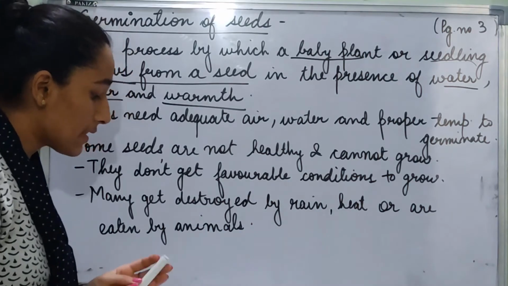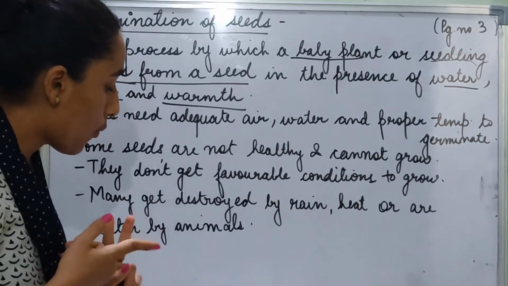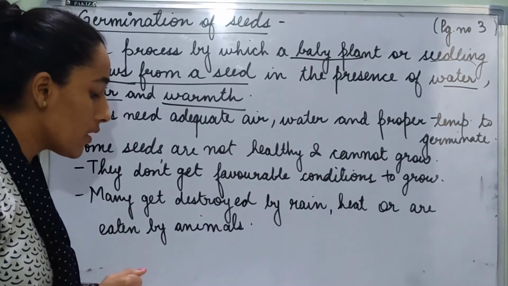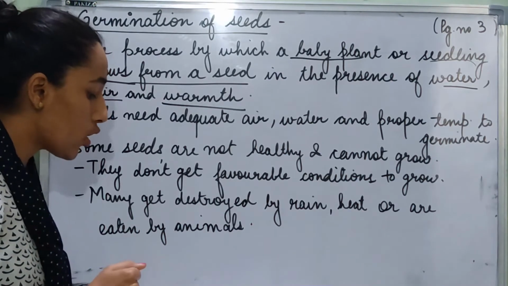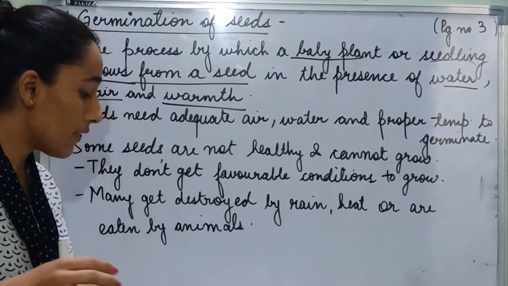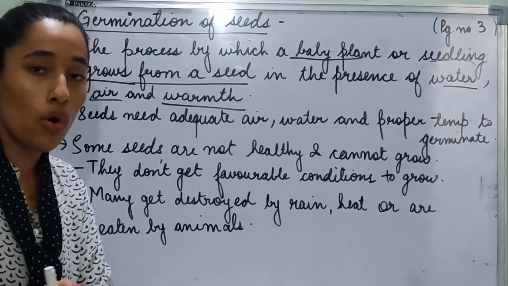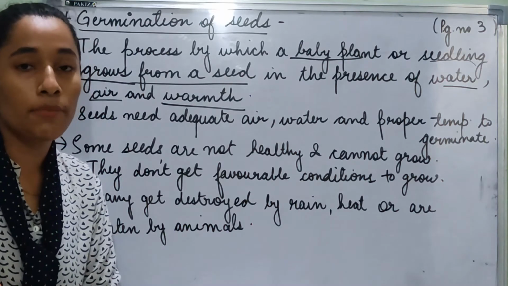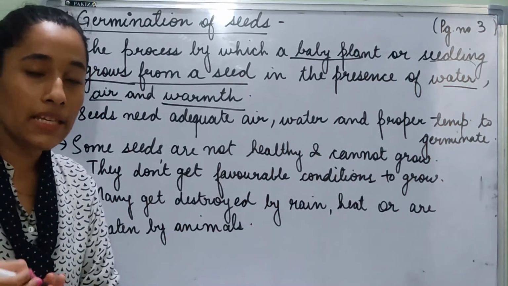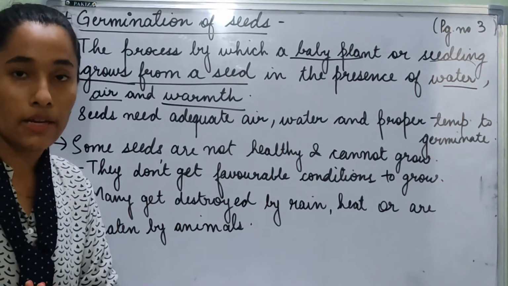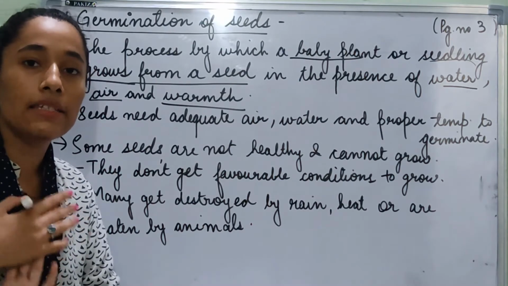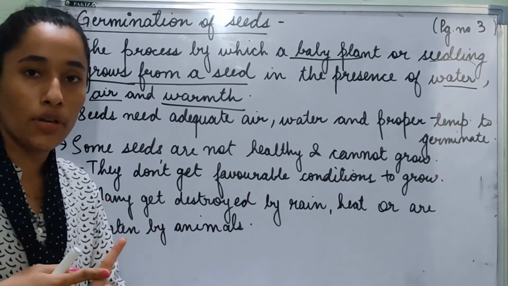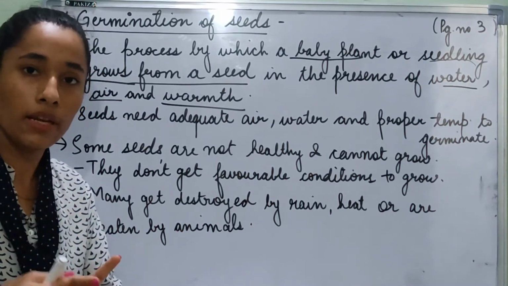Thus we see that seeds need adequate air, water and proper temperature to germinate. If any one of the conditions is missing, the seeds will not germinate. If there is not adequate air or water, or the temperature is a little off or extreme, the seeds will not be able to germinate. So seeds need adequate water, air and correct temperature to grow into big plants.